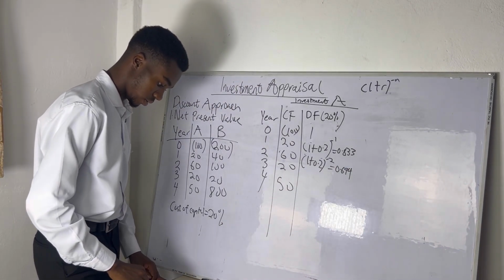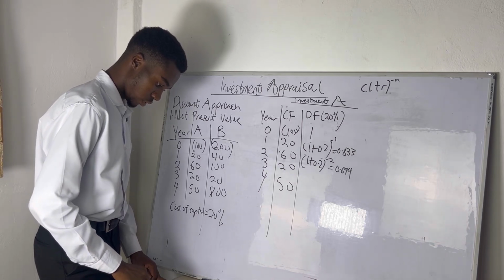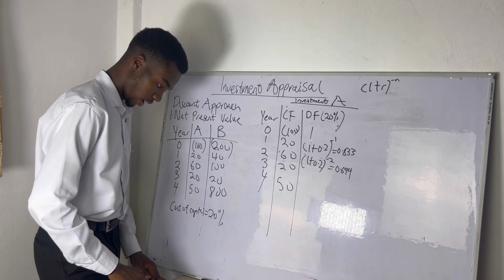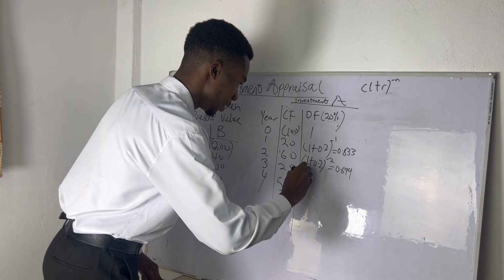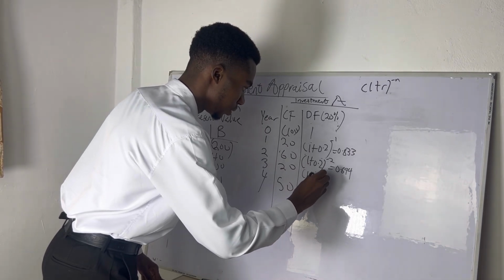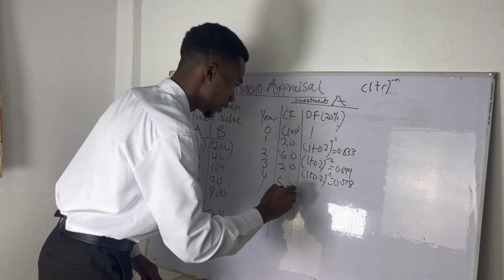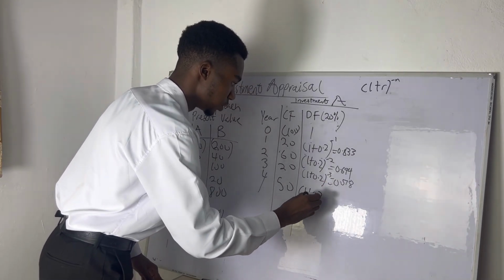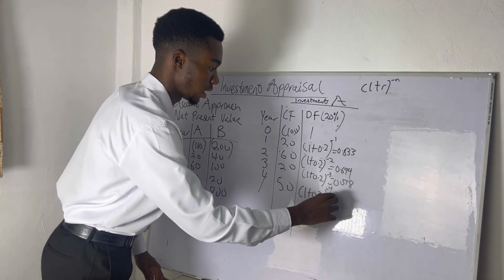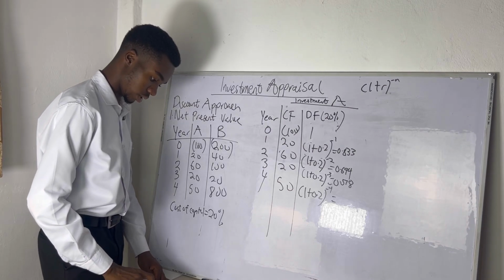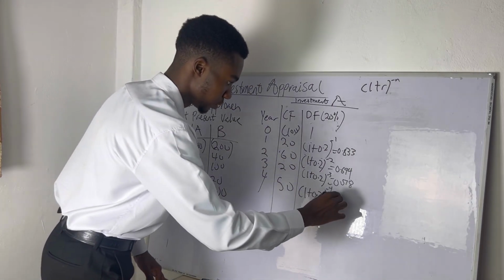Then the third year, we have 1 plus 0.2 exponent negative 3, which is equal to 0.578. And the fourth year, 1 plus 0.2 exponent negative 4. So when you see the year, just put negative and the exponent. 1 plus 0.2 exponent negative 4. I'm getting 0.482.